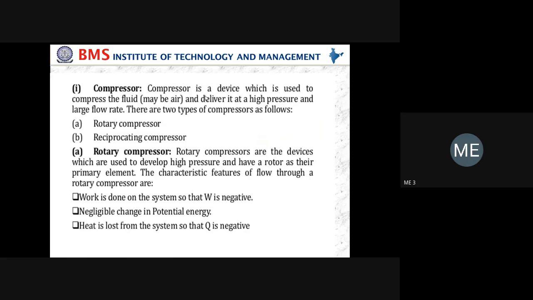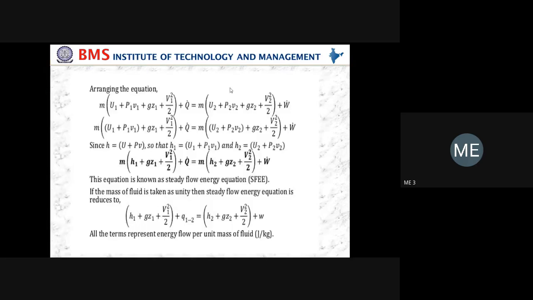As I said, there are two forms of steady flow energy equation. You see, okay, H1 plus gZ1 plus V1 square by 2 plus Q12 equals H2 plus gZ2 plus V2 square by 2 plus W. Remember, this is the expression for the standard steady flow equation. Okay, H1 is the enthalpy of the working fluid, that is U1 plus P1V1. You remember, H is the enthalpy. It is also a property. It is given by the summation of internal energy and the product of pressure and volume.